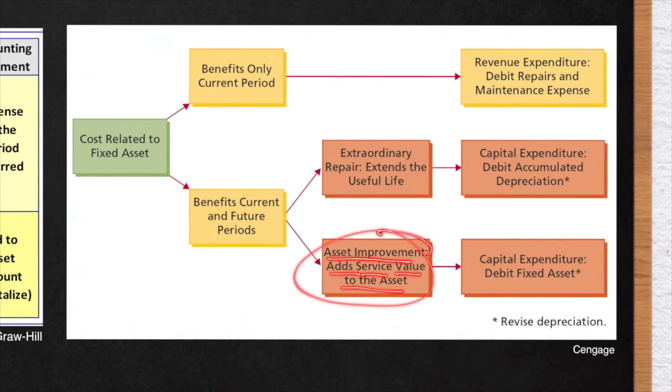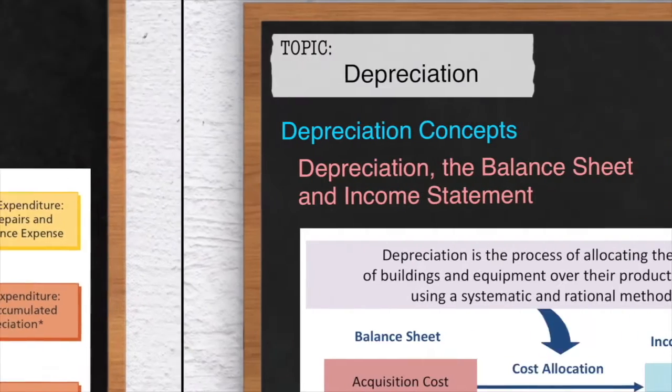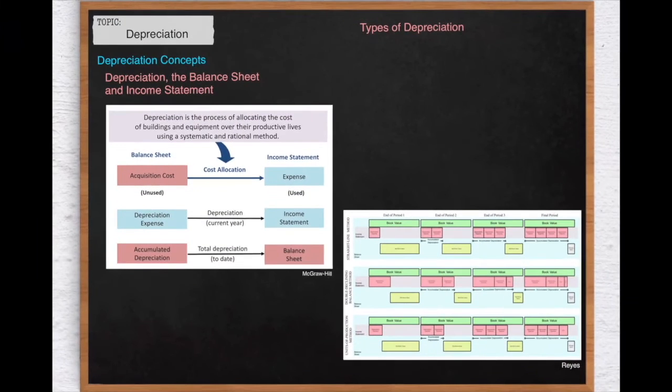The next one is asset improvement, and it adds service value to the asset. That's also considered a capital expenditure, but in this case, you want to debit the fixed asset. This is very important here if it's a capital expenditure, because you are actually altering the existing record for a fixed asset by actually debiting the fixed asset itself and crediting the related accumulated depreciation.